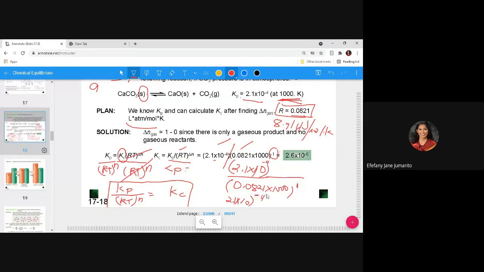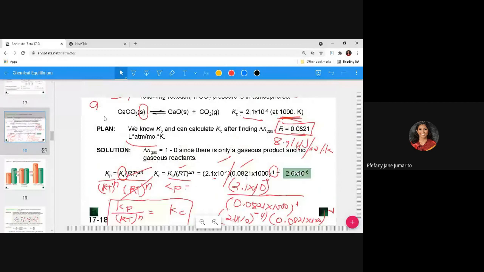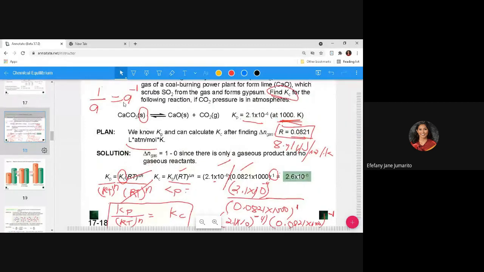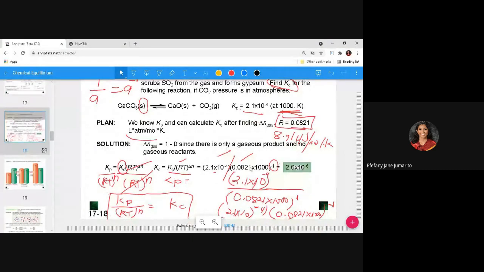Copy your numerator, times 0.0821 times 1,000 raised to the -1, because we raised it, like this one. 1/A is equal to A raised to the -1. So, class, if you prefer not to use -1, you can divide, and then it is raised to +1 if you use division. Okay, any questions?